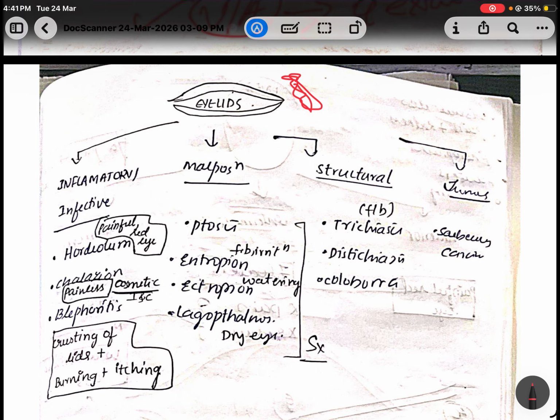Again, inflammatory conditions, you might have hordeolum or chalazion. What is the major thing? Chalazion is painless, but hordeolum is painful. So chalazion is always a cosmetic problem, so you go with incision and curettage and not drainage.